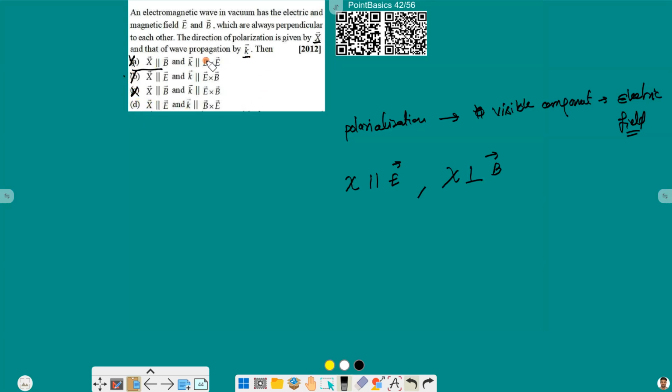Now coming to the wave propagation. For velocity we have the relation that V is equal to E cross B. So it will be perpendicular to both E and B and parallel to their cross product. And if we see here, in option B it is parallel to E cross B, and in option D it is parallel to B cross E. So option D will be wrong here and option B will be the right answer. Now let us move ahead to the next one.